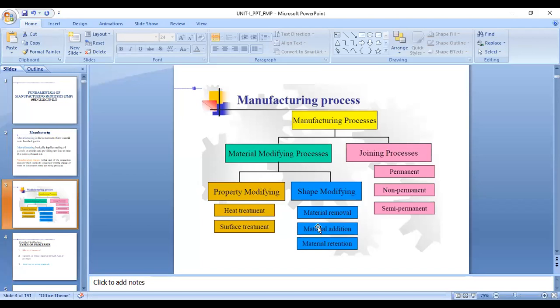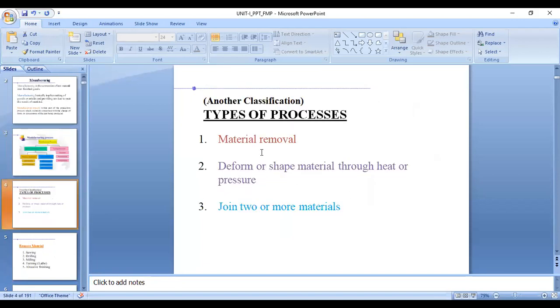Shape modifying, we saw material removal, material addition, material retention, right? And joining processes, either permanent, non-permanent, or semi-permanent. Basically, welding is one, you can say welding, brazing, soldering, right? Another classification you could say material removal, one thing. Second one, deforming or shaping of material. Either you are trying to deform it or shape it. Shaping in the sense casting, right? That's what we mean. Deforming, that comes under the forming category. And joining, welding, as I said, right? Welding, brazing. So this is another way of classifying it.